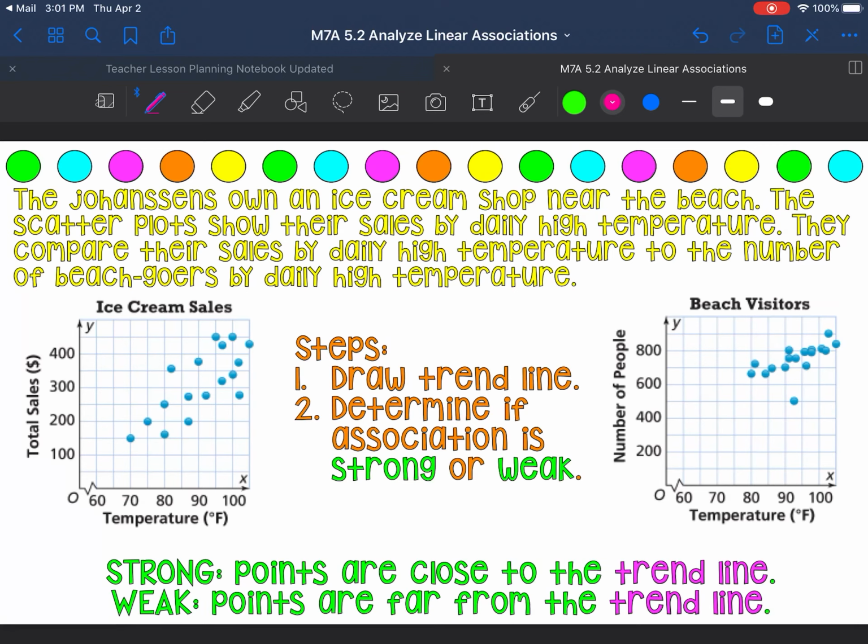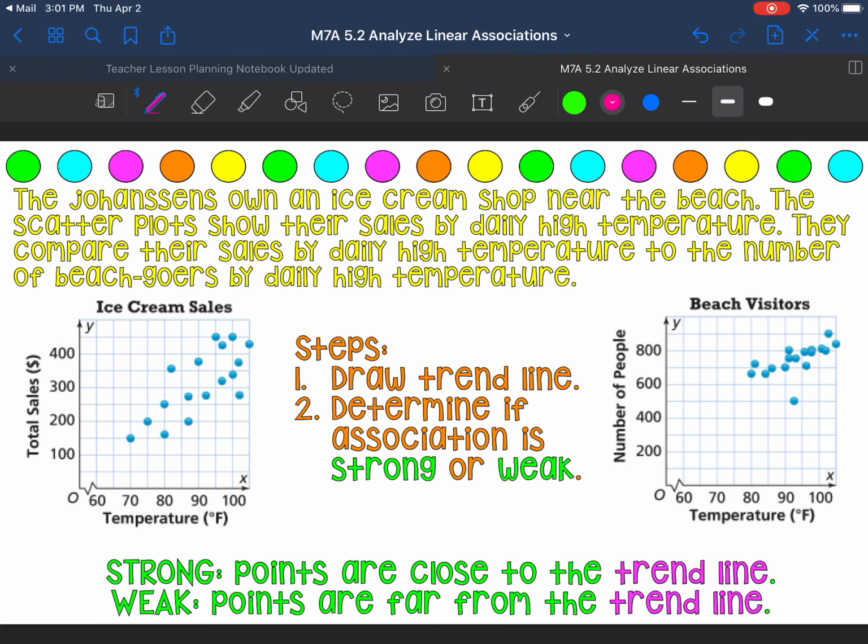So let's look at another example. The Johannessons own an ice cream shop near the beach. The scatter plots show their sales by daily high temperature. They compare their sales by daily high temperature to the number of beachgoers by daily high temperature. So, 2 steps that we want to do in order to determine if our trend is strong or weak. The first thing we want to do is draw a trend line. So we're going to look at my ice cream sales first.